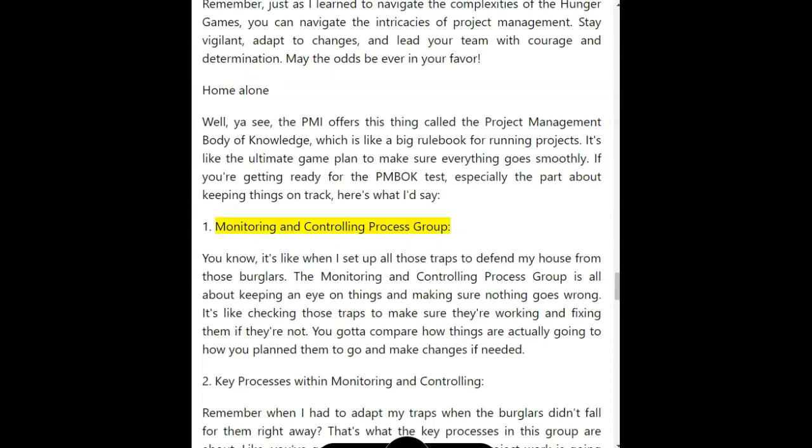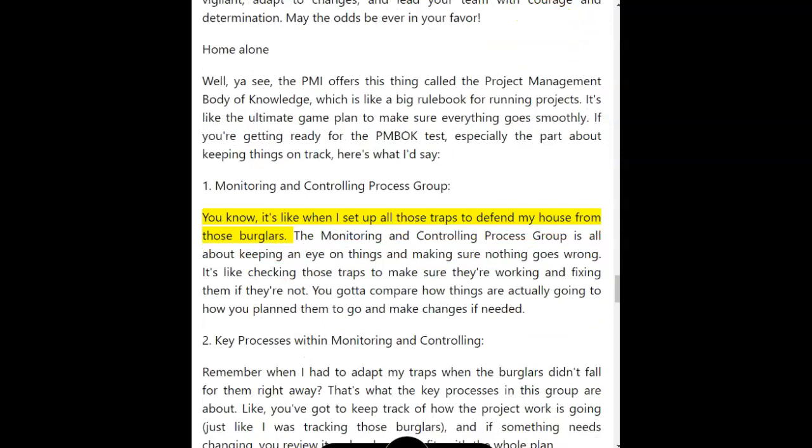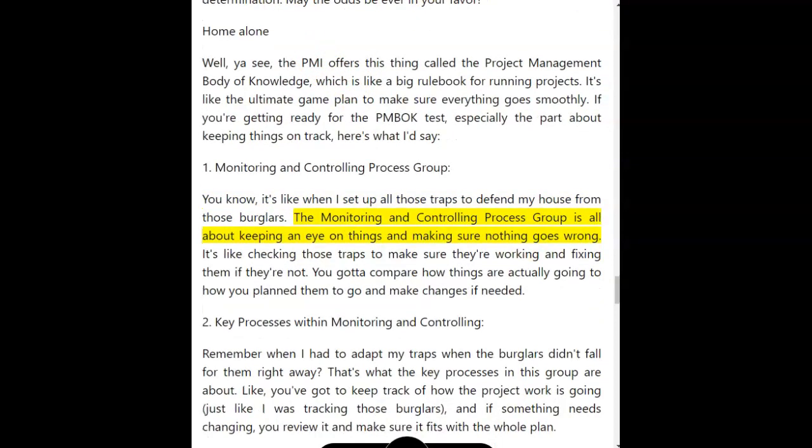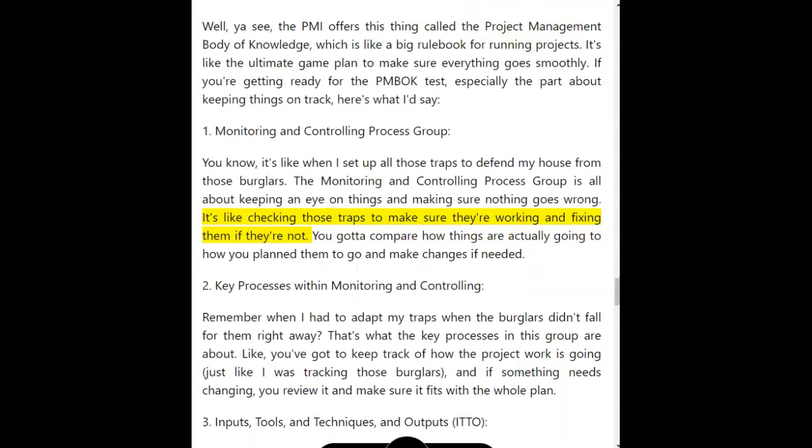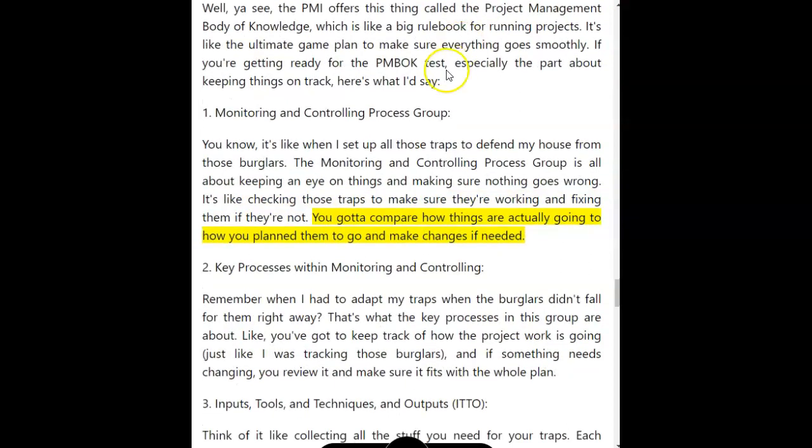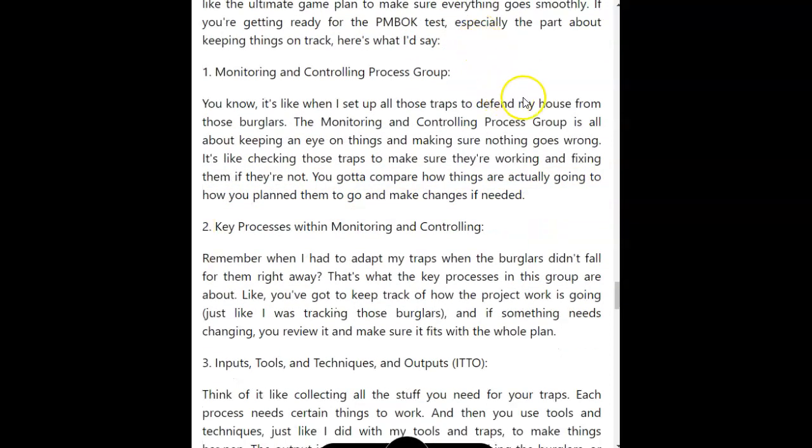1. Monitoring and controlling process group. You know, it's like when I set up all those traps to defend my house from those burglars. The monitoring and controlling process group is all about keeping an eye on things and making sure nothing goes wrong. It's like checking those traps to make sure they're working and fixing them if they're not. You've got to compare how things are actually going to how you planned them to go and make changes if needed.